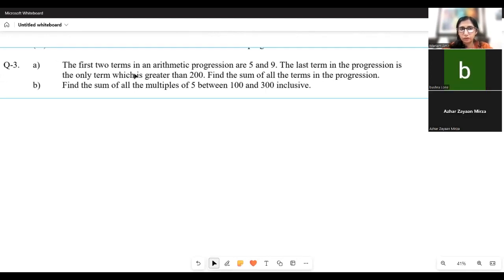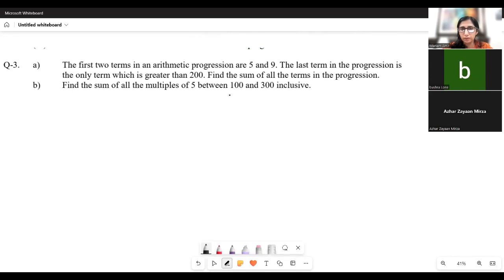The first two terms in an arithmetic progression are 5 and 9. The last term of the progression is the only term which is greater than 200. Find the sum of all the terms in the progression. Okay, so there's an arithmetic progression. The first term is 5, the second term is 9, and the last term we know is greater than 200, and it's the only term that is greater than 200.